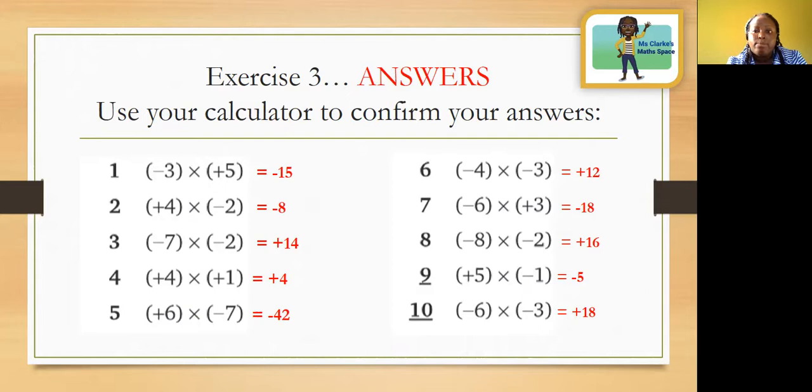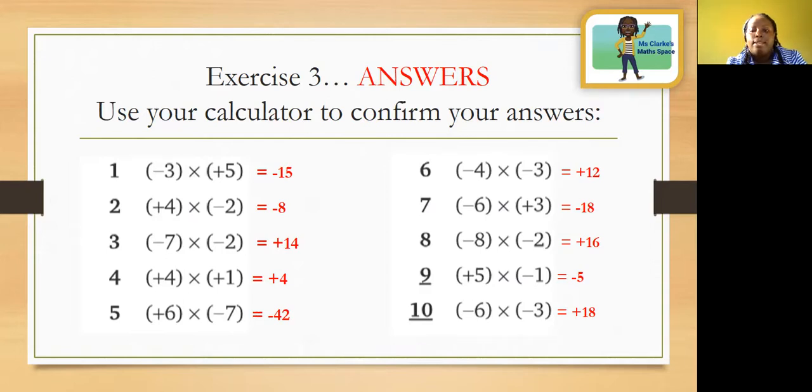Question 7, we have negative 6 multiplied by positive 3. A negative by a positive is a negative. 6 multiplied by 3 is 18.